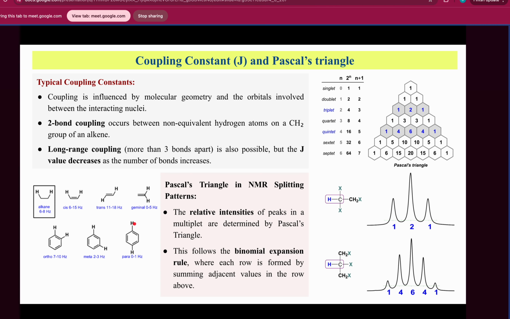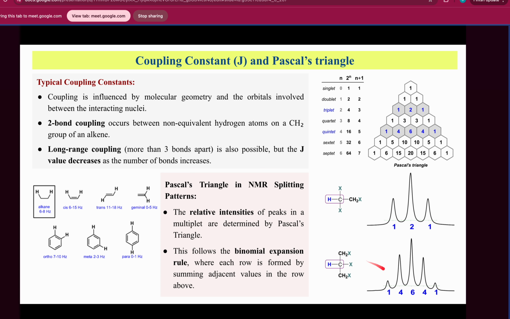And another term is Pascal's triangle in NMR splitting patterns. The relative intensities of peaks in a multiplet are determined by Pascal's triangle. If they are splitting into three peaks, then the intensities are determined by Pascal's triangle. So for example, if we have three peaks, then the ratio of their intensities will be 1 is to 2 is to 1. So this is the triangle which tells you that depending on the number of peaks, this will be the ratio of their intensities which you will observe.